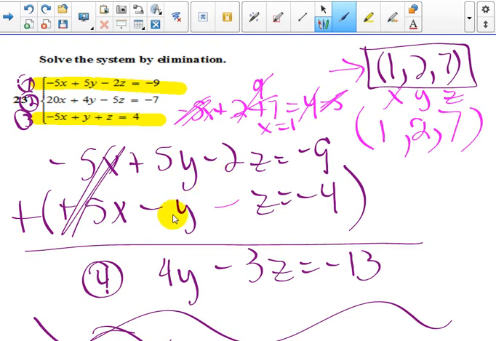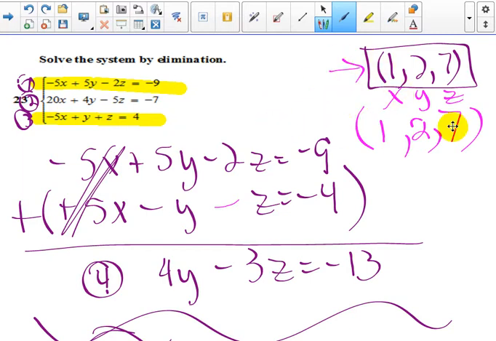So that's how you get all 3 of your answers. And that's it. Your solution is 1, 2, and 7.